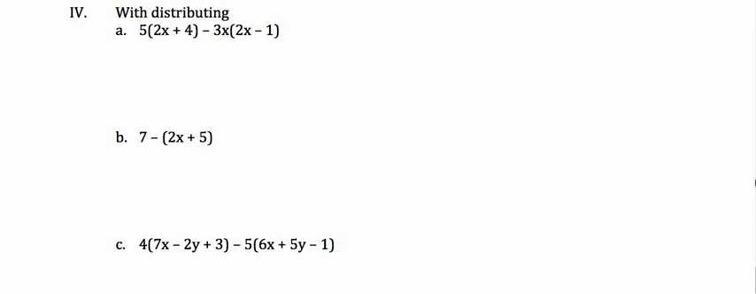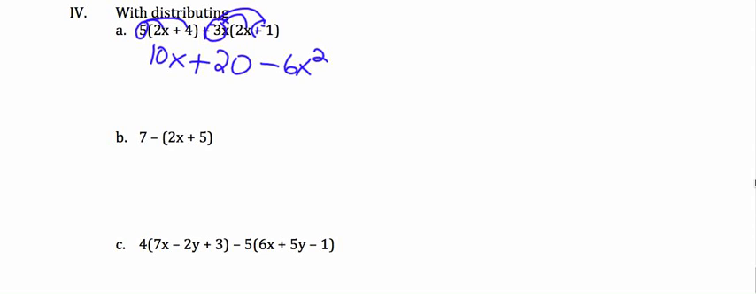So up here, distribute. Again, how much work you show is entirely up to you. So I'm distributing a positive 5. 5 times 2x is 10x, plus 5 times 4 is 20. Here, be careful, I'm distributing a negative 3x. Okay, that's really important that we remember that. So negative 3x times 2x is negative 6x squared. Negative 3x times, this is a negative 1, so I've got two negatives, so that's going to be a positive 3x.